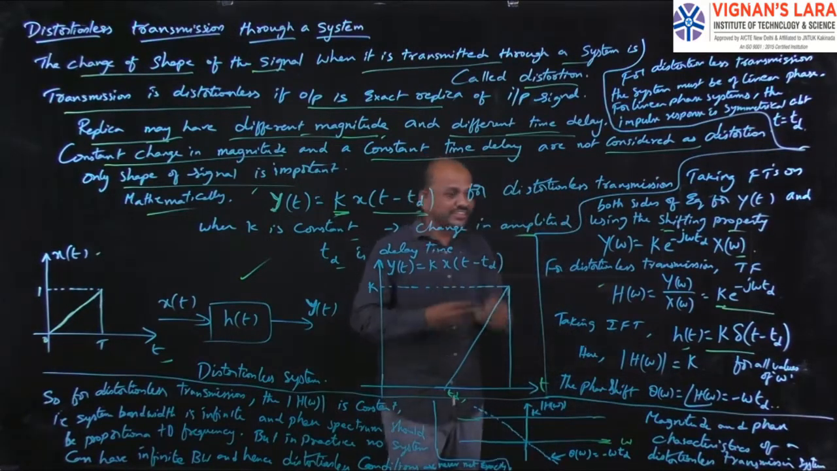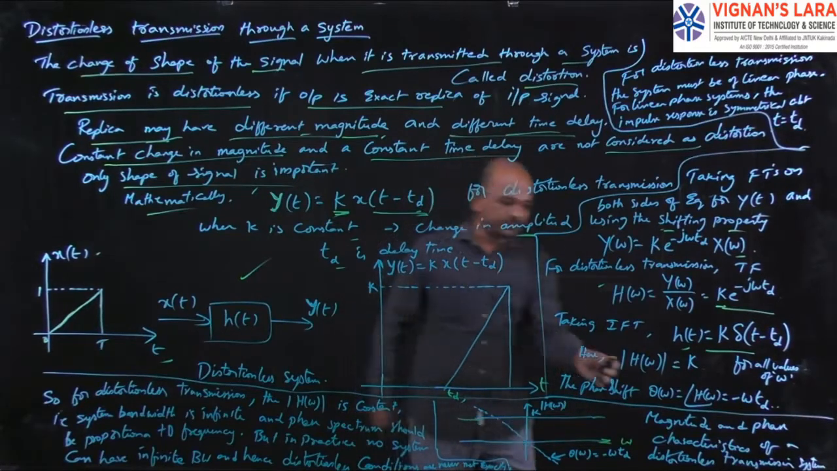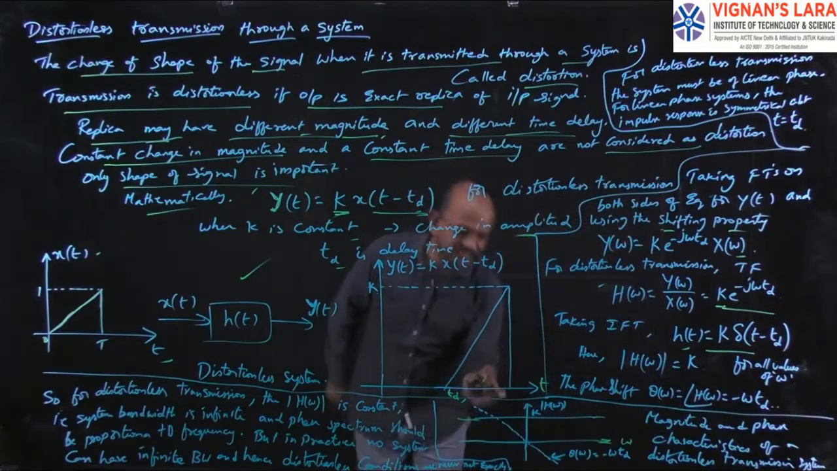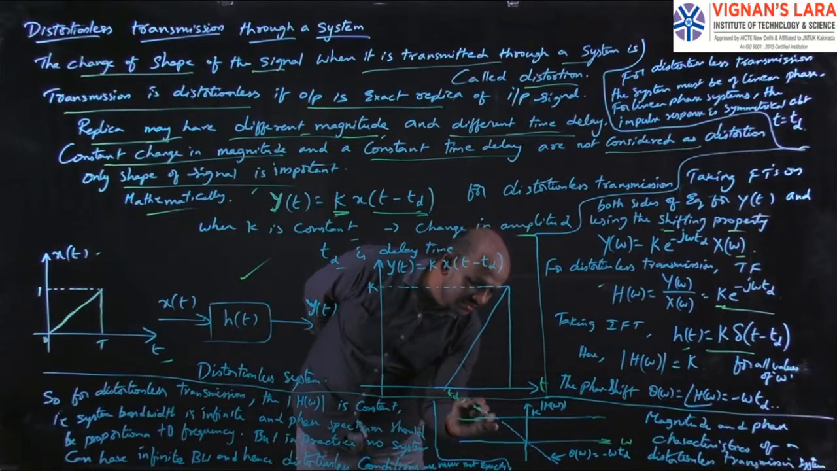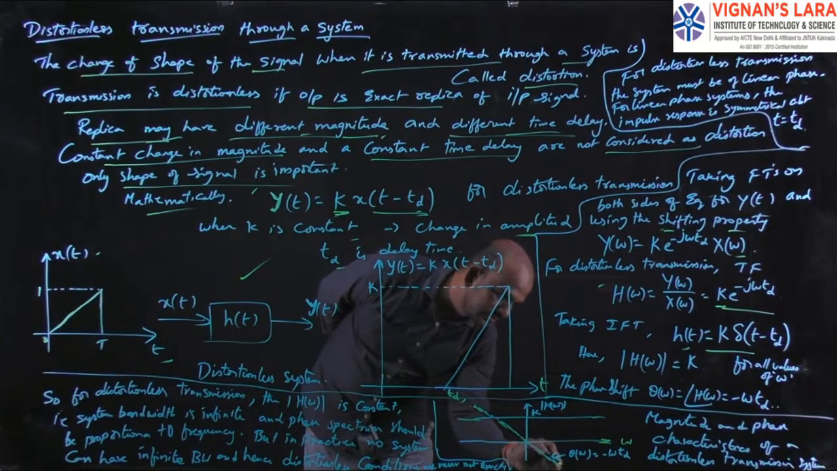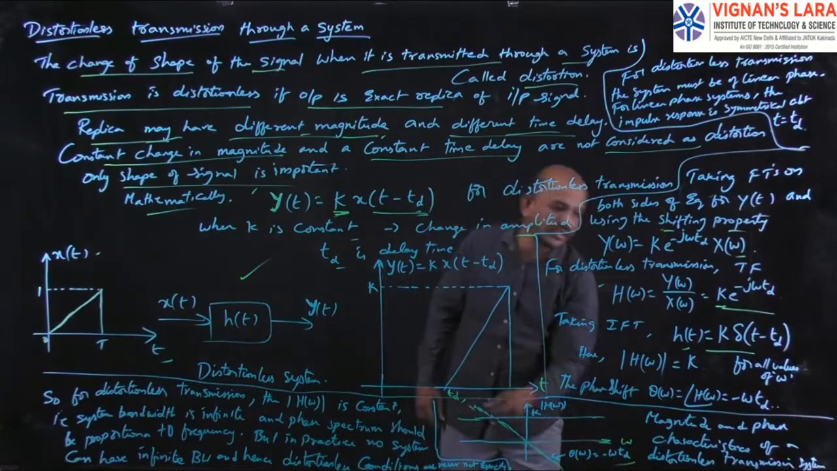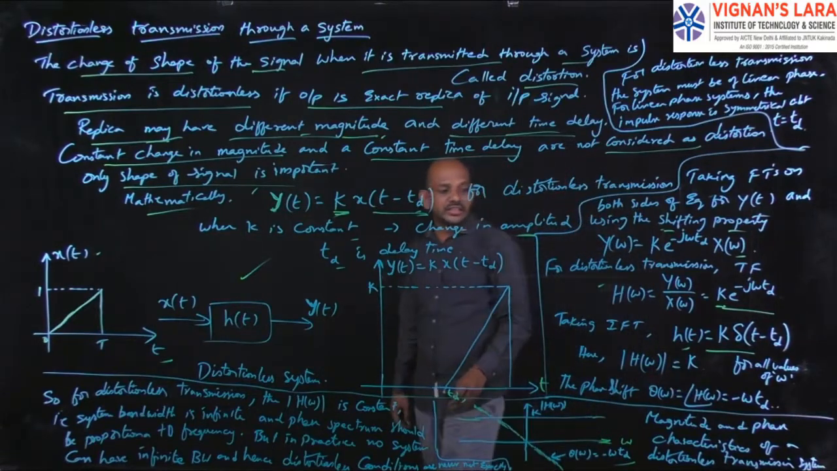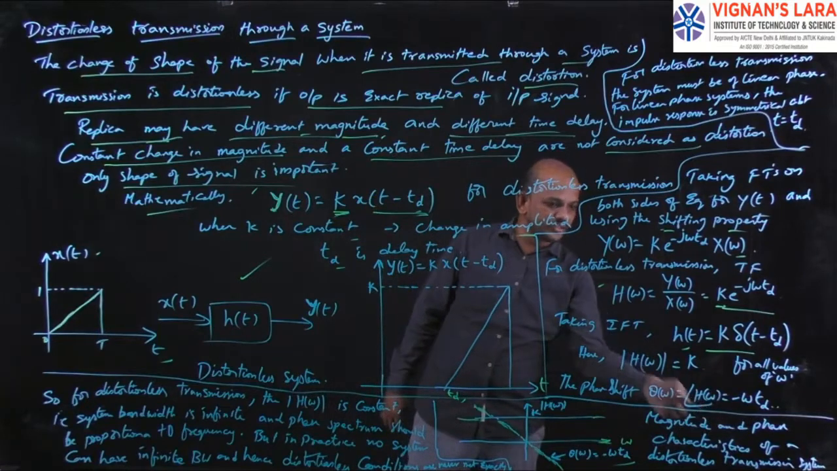This is the magnitude response. Now we go to the phase response. The phase response is a linear phase shift, hence I draw a linear straight line. And this theta of omega equals minus omega td, the linear phase shift. So you get the magnitude and phase characteristics of a distortionless transmission using these two equations.